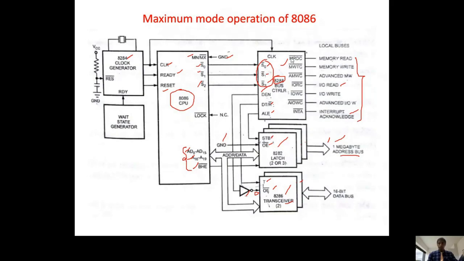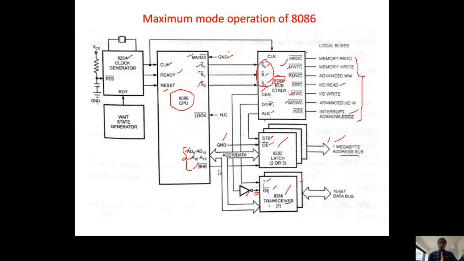Memory read command bar, MRDC bar, memory write command bar, and advanced memory write command bar. Here 2 write commands are there. Similarly, IO read command, IO write command, and advanced IO write command. So 2 write commands are there for IO as well as for memory. Then INTA bar, interrupt acknowledgement bar. Like that, in this particular maximum mode of operation.